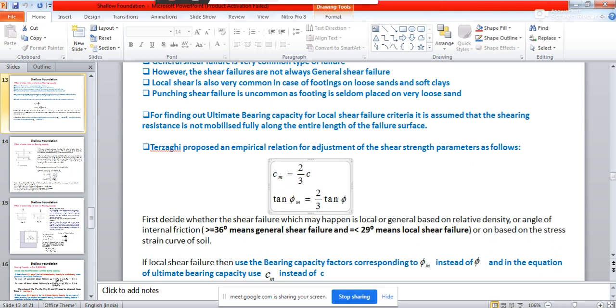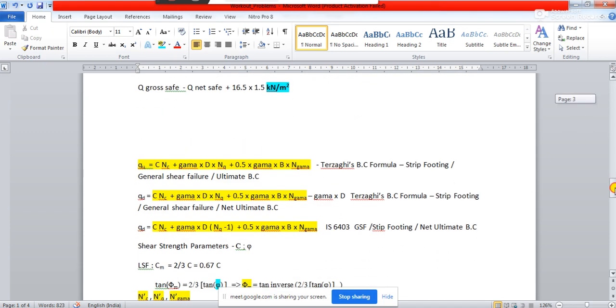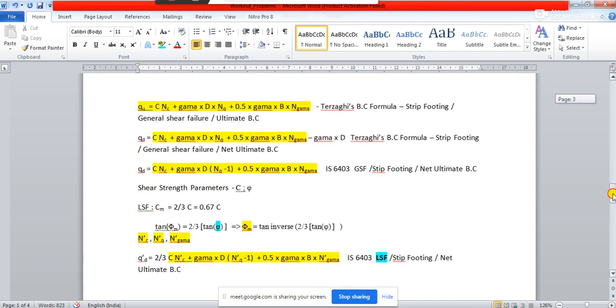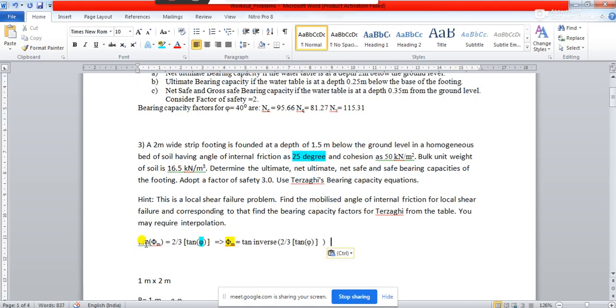Okay, so what is it saying? If you remember, at the end somewhere we are doing it. So you remember this formula, this one. I am just going above and writing it here. So see, you remember this one, tan phi m is equal to 2/3 tan phi. So what will be phi m? Phi m will be tan inverse of 2/3 tan phi.